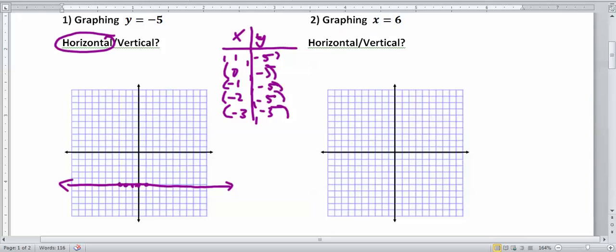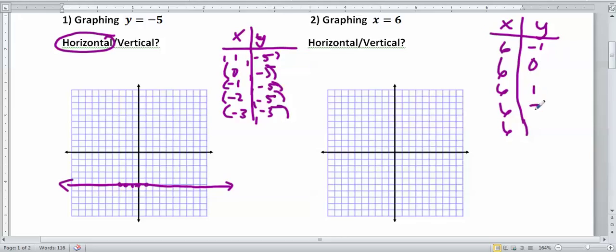And so do a similar process for graphing x equals 6. What this is trying to tell me is that when I put a table of values to this, all of my x values should be 6, no matter what. It's telling me that x is 6. So I have to put x in here as 6 as many times as necessary, but y can be whatever I want. So -1, 0, 1, 2, 3. Okay, so we graph these just like I did over here. These are all ordered pairs.